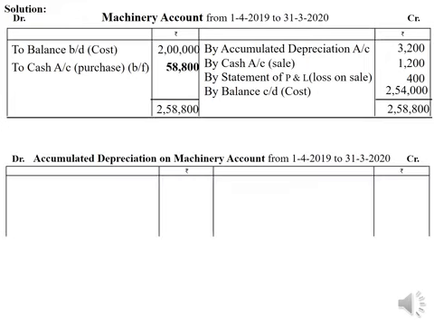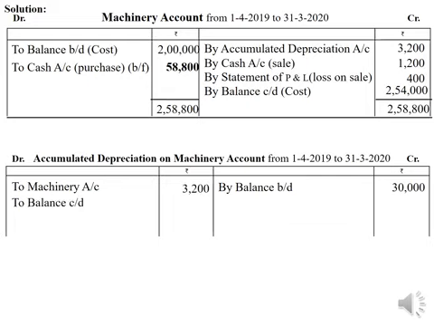Next is accumulated depreciation on machinery account. So it will be opened on credit side by balance brought down 30,000 rupees. Then machinery account, that is depreciation on machinery sold, has to be written off from the depreciation account, that is 3,200 rupees.